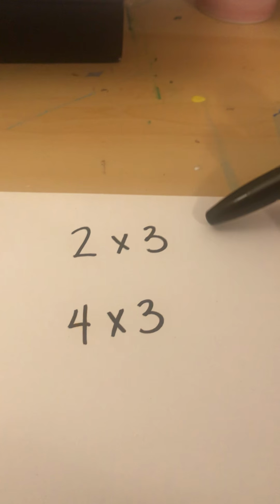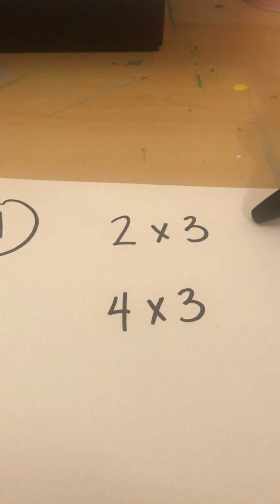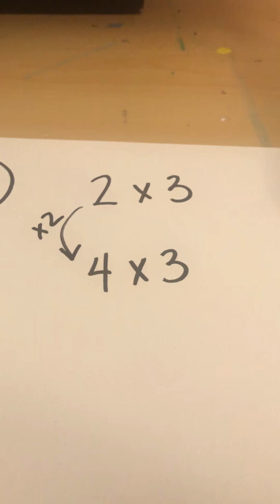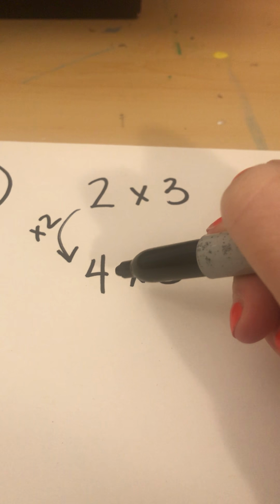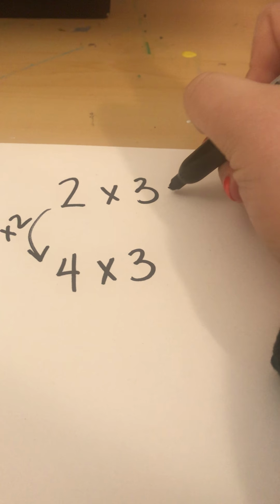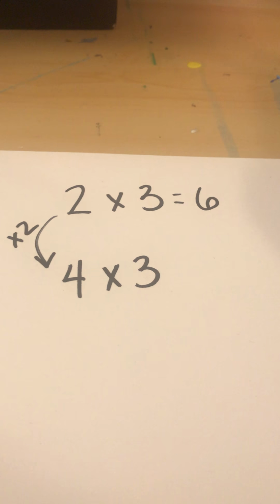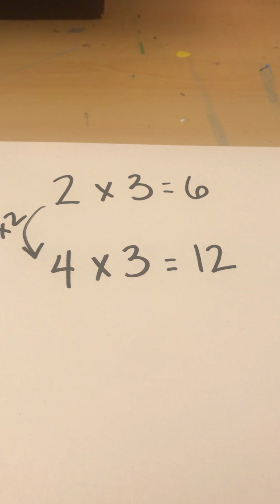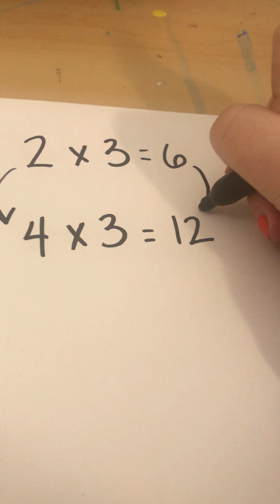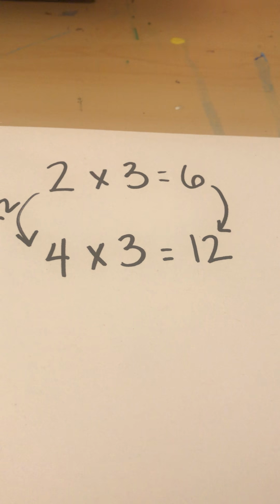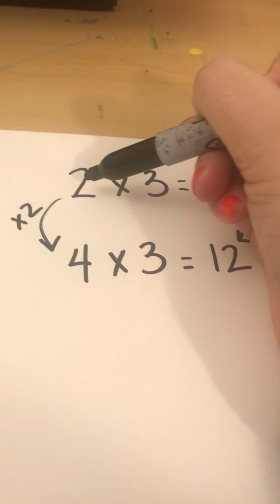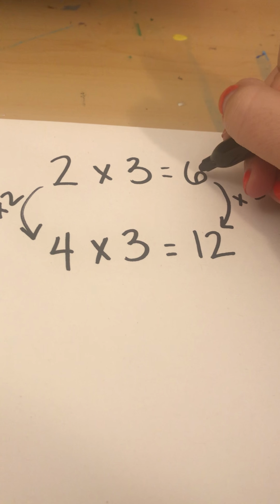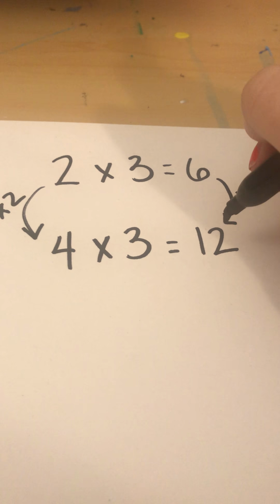So I wrote down 2 times 3 and then double the 2. So I doubled the 2, right? I did 2 times 2 to get 4, and then do 4 times 3. So let's do 2 times 3 first, which is 6. Then let's do 4 times 3, which is 12. And then what happens to our product or the answer? Well, I doubled the 2. My answer also doubled. If I do 6 times 2, I get 12.